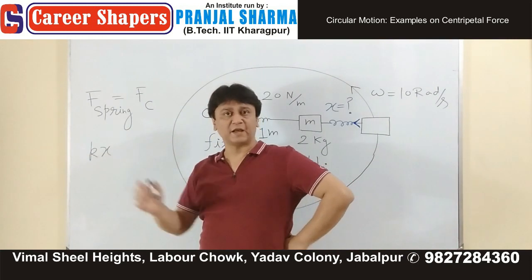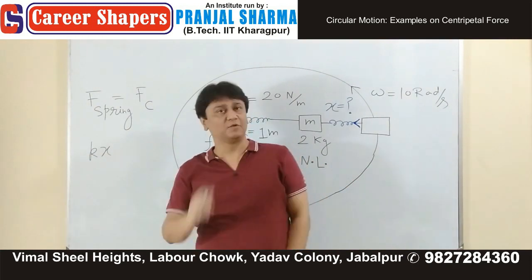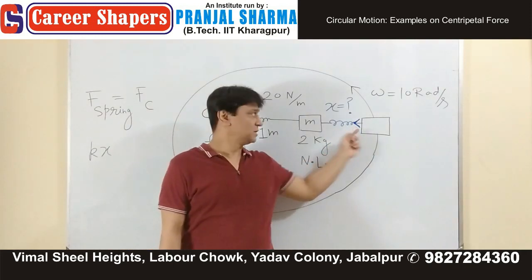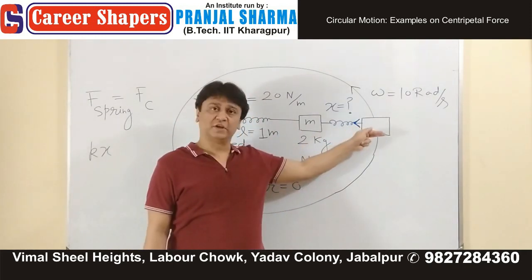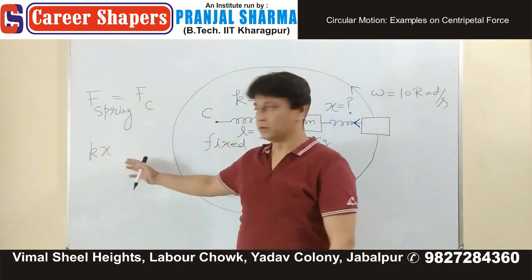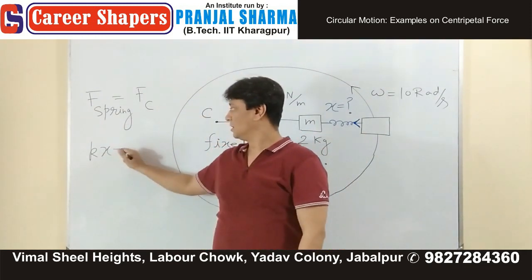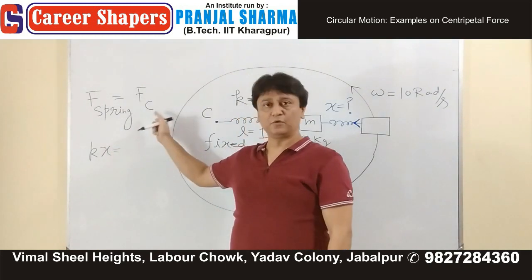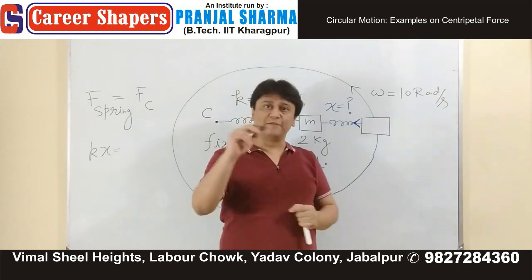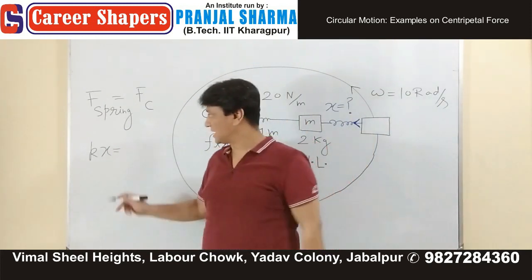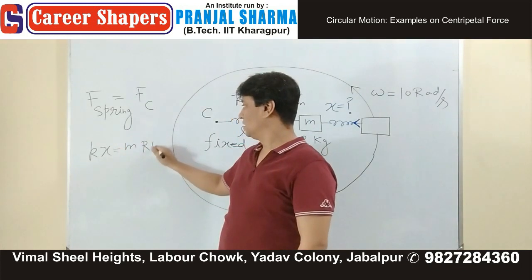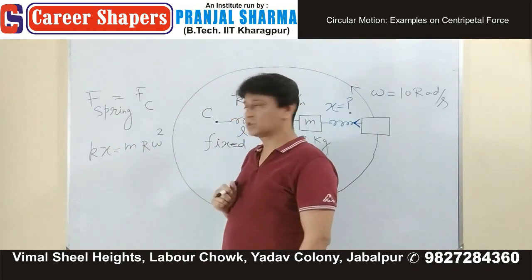Don't use minus kx. We are interested in the magnitude part. Negative sign stands for this. The deformation is this. This is the direction of force. This is magnitude, which is Kx. What is centripetal force? We have been given omega. So don't use mv square upon r. Instead use m r omega square.